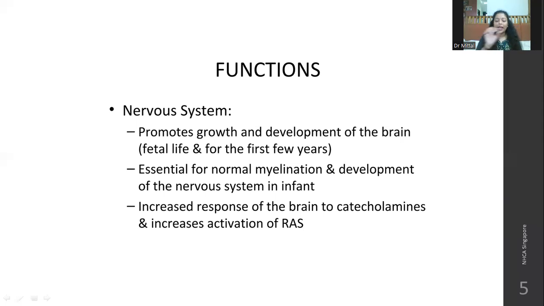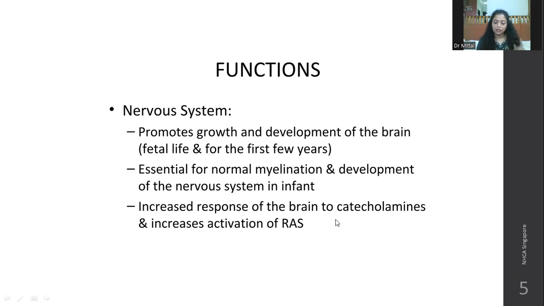You will understand. The myelin sheath is a covering that covers the axon part of the neuron. For the formation of this myelin sheath, thyroid hormones are required. Thyroid hormones also cause an increased response of the brain to catecholamines and increased activation of the RAS.